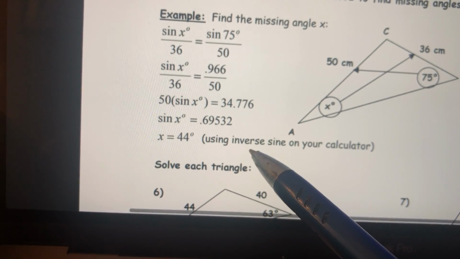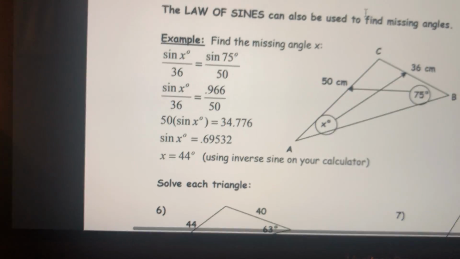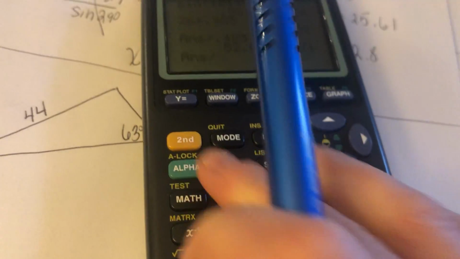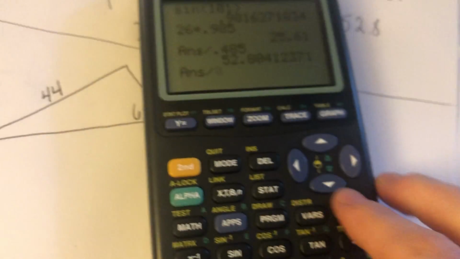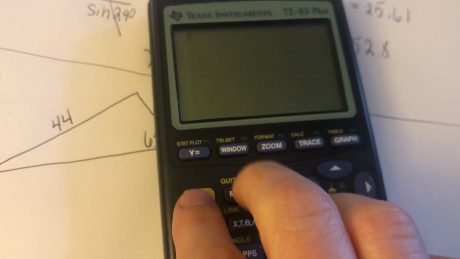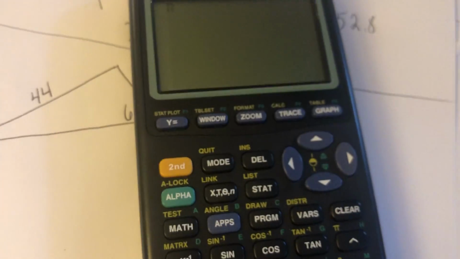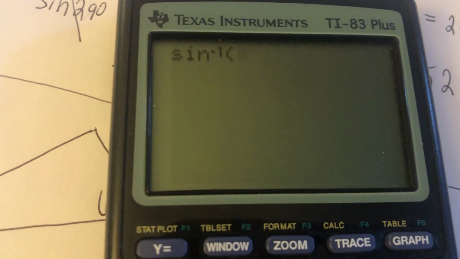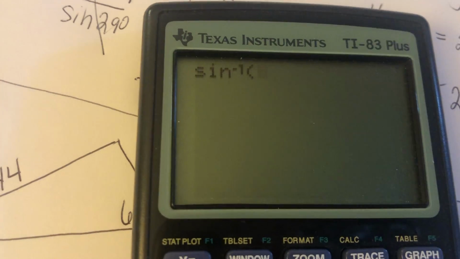So they even put it here. Use inverse sine in your calculator. So you have to put, let me pull it up here. If you forgot, the inverse is right here above, right? So I will put, let me clear this out. I got a lot of stuff going on here. Inverse sine, right? See, it looks like a little -1. And what was it?